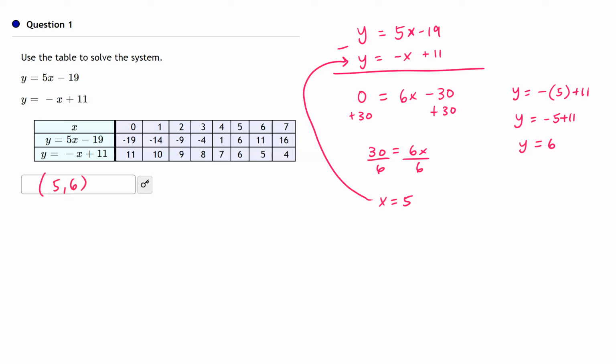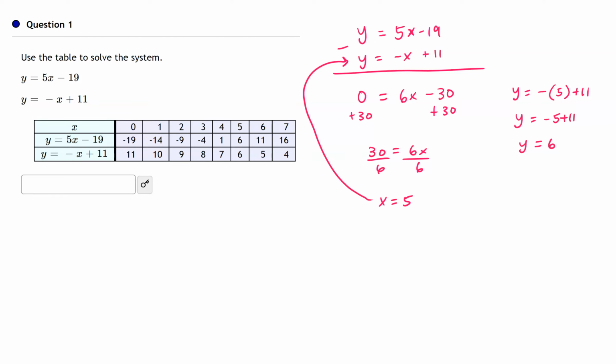Now, all of that work was really unnecessary because they give you input-output tables for both of these equations. So these values here in this first row, those are the x values. And then in the next two rows, they tell you if you plug in those x values into the equation or function, then those are the output values. So for example, if I plugged in 1 into the top equation, my output would be negative 14. If I plugged in 1 into the bottom equation, my output would be 10.